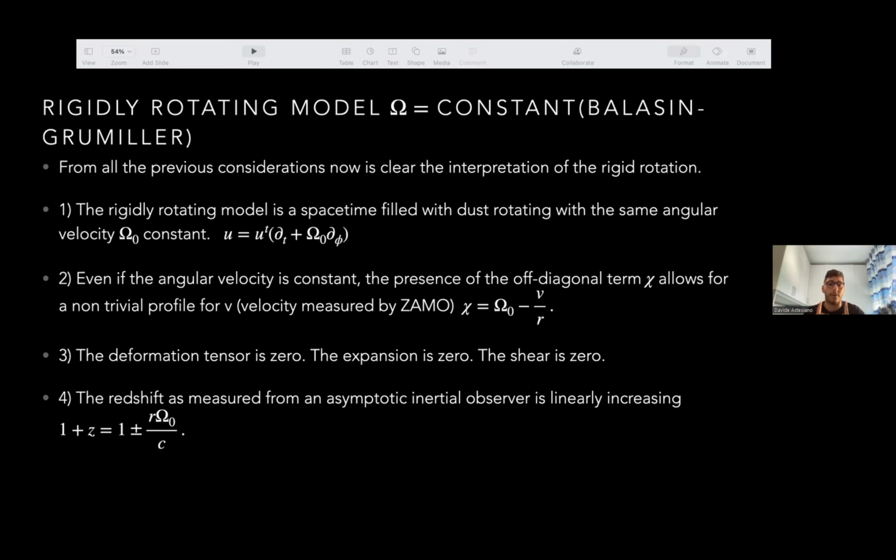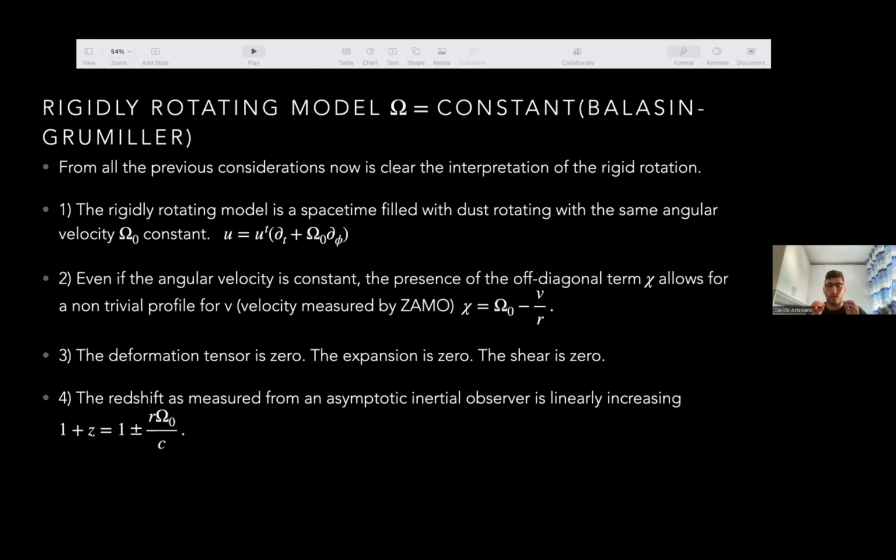Even if the angular velocity is constant, this doesn't mean that the velocity v as measured from ZAMO is fixed, because of the non-diagonal terms: you just fix h, you didn't fix key. So you can choose key in such a way that v is not constant. For example, in the, okay, no, I'm not going to discuss it.